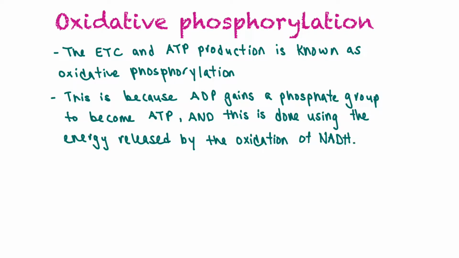The electron transport chain and ATP production is also sometimes known as oxidative phosphorylation. And this is because ADP gains a phosphate group to become ATP. So that's where the phosphorylation part comes from. And this is done using the energy that's released by the oxidation of NADH at the first electron carrier.